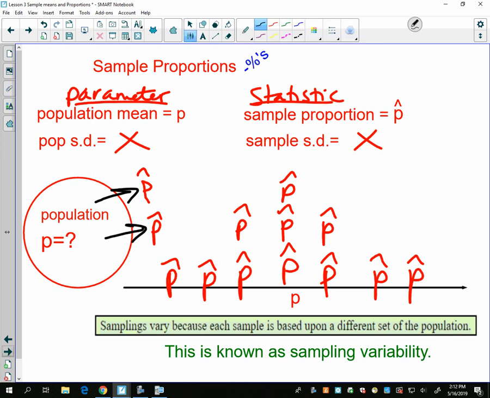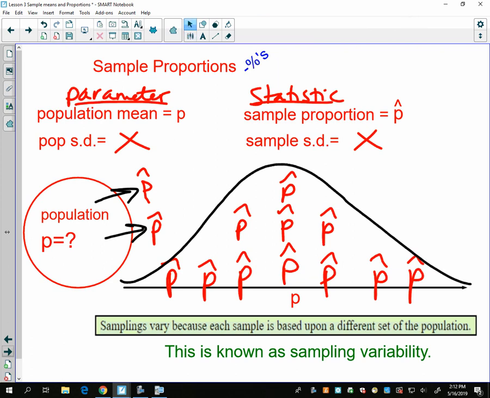And what curve are they creating? A normal curve, a normal distribution. That's what I wanted you guys to draw in, but the other one was already there for you.